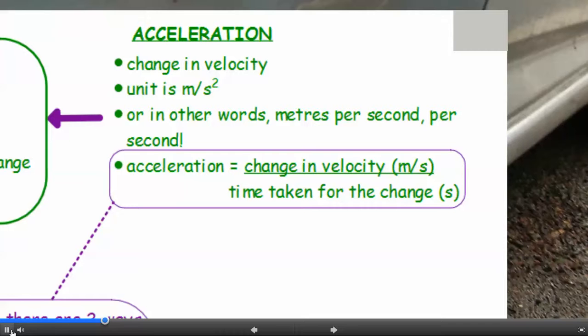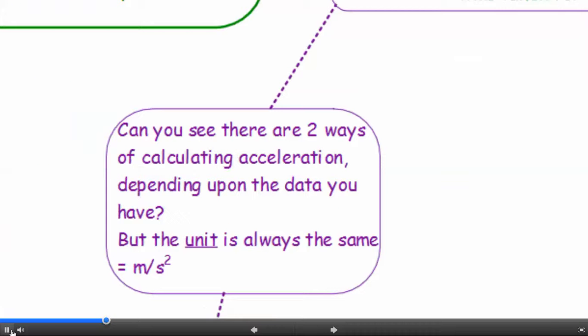But hang on a minute, haven't we already decided that acceleration is change in velocity divided by the time taken for the change? We've got two equations now that tell us how to calculate acceleration. So do you see then that there are two ways of calculating acceleration? It depends upon the data you've been given. If you've been given the change in velocity and the time, then you use one equation. If you've been given force and mass, then you use the other equation. But the thing that's in common is the unit of acceleration is always the same, meters per second squared.